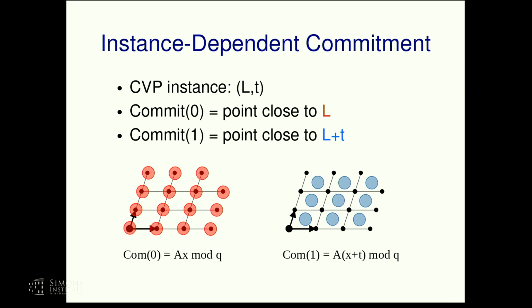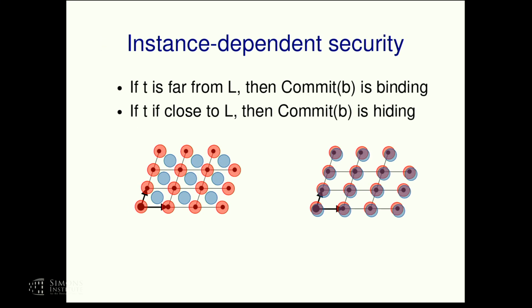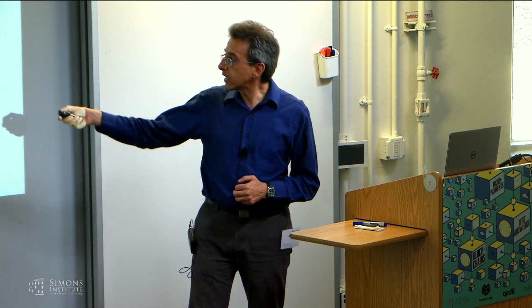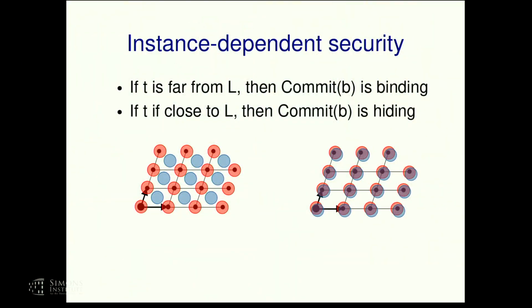So these are the way you commit to 0 and to 1. And now notice, if the target point is far away from the lattice, this commitment is binding, because the blue and red circles are disjoint, so commitments to 0 and commitments to 1 are completely different. On the other hand, if the target point is close to the lattice, the commitment scheme is hiding. So the circles overlap. In the limit, if the target belongs to the lattice, the circles are the same. So the commitment scheme will hide the bit, because commitments to 0, red circles and blue circles, are essentially the same distribution on perturbed points.